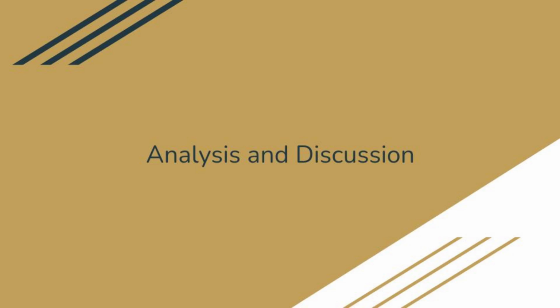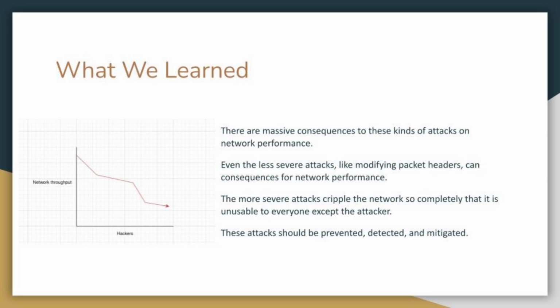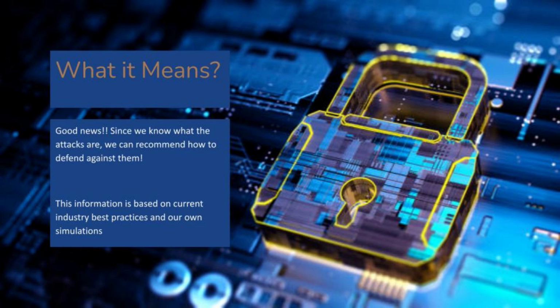Now, I will take us through some analysis and discussion about these attacks. So what we've learned: there are massive consequences to these kinds of attacks on networking performance. Even the less severe attacks, like modifying packet headers, can have consequences for the networking performance, and the more severe attacks cripple the network so completely that it is unusable to anyone except the attacker. These attacks should be prevented, detected, and mitigated. Good news is, since we know what these attacks are, we can recommend how to defend against them. This information is based on current industry best practices and the results from our own simulations.